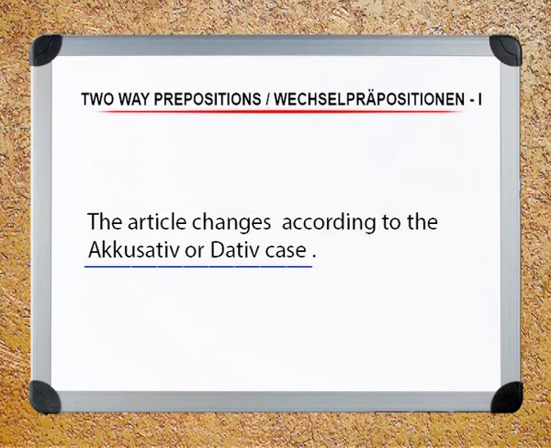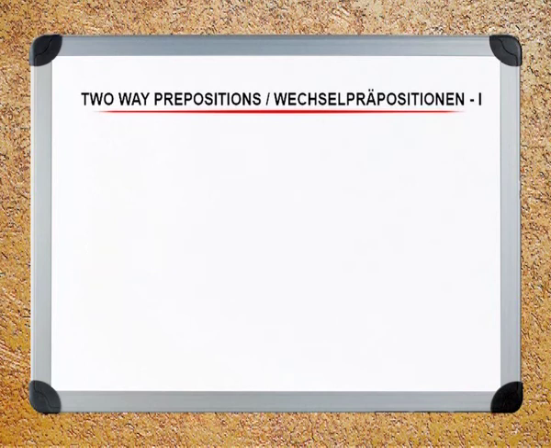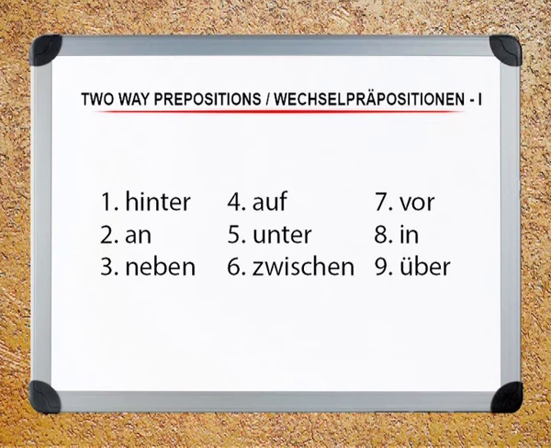You know that in either dative or accusative prepositions, the article changes, that is the noun or the pronoun changes its form. So, in the same way, here also the article would change. Now, let us look at the prepositions which are called two-way prepositions or Wechsel Präpositionen. There are 9 prepositions. Now, let us look at number 1.